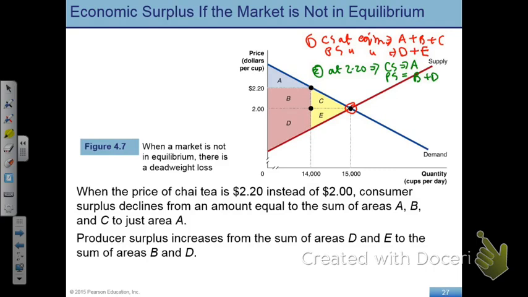Okay, so what just happened? When we move from 1 to 2, when we move from a market equilibrium to a price of $2.20 where the market is not in equilibrium, notice that our consumer is losing B plus C. Do you see that? Our consumer is losing B plus C, and our producer originally had D plus E, now they have B plus D. So the analysis of the producer is kind of interesting, right?